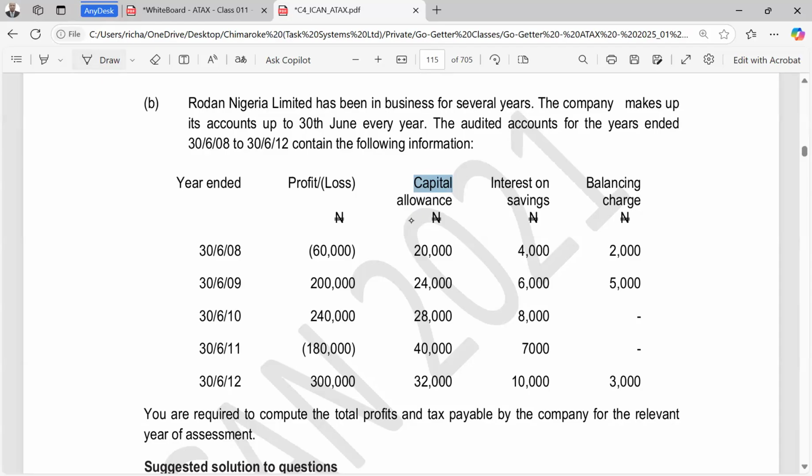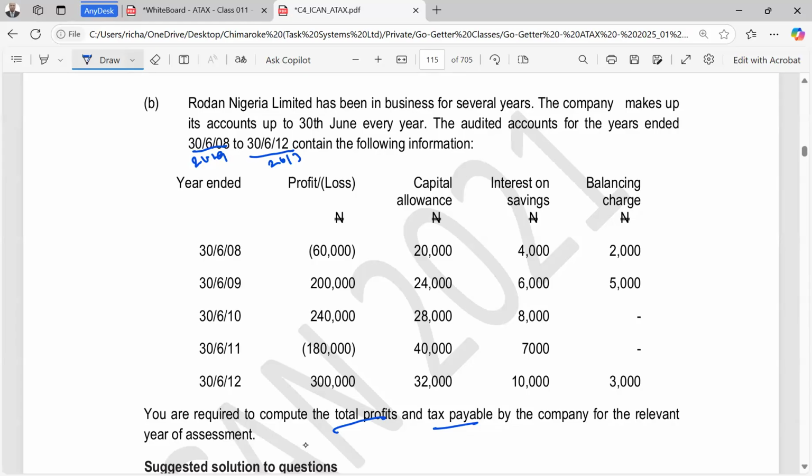Now the question is, you are required to compute what? The total profits and tax payable by the company for the relevant years of assessment. Now, take note, because this is 2008, this is 2009 year of assessment, this is 2012, this is 2013 year of assessment. This does not concern Finance Act 2019, but the same principles of Finance Act 2019 will still be applied here because everything will be done on preceding year basis.